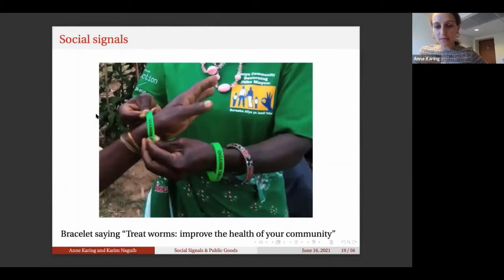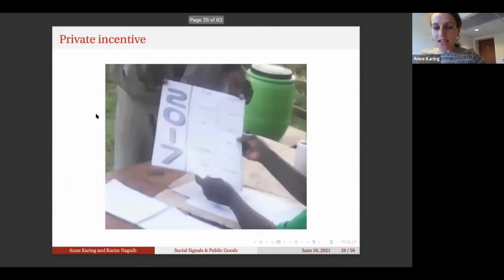So here you see an image of the bracelets. They were green and it said on them in Swahili, "Treat worms, improve the health of your community." This is an image of the calendars that people were given. This was implemented at the end of 2016, so they were given wall calendars that said 2017. They did not have any reference to Evidence Action or to deworming or anything, which is actually what people complained about in the endline, that it didn't say anything about it being for deworming treatment.